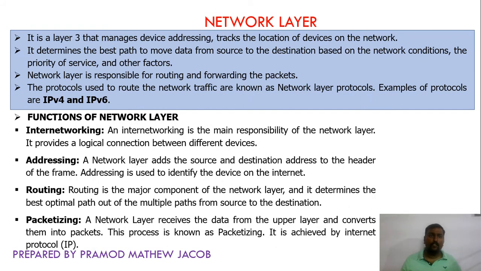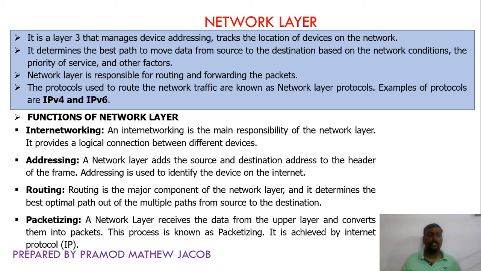Next is the network layer, which manages device addressing. That means it is used for identifying each device in the network and tracking the location of devices on the network. For that purpose, we use network layer protocols, that is IPv4 and IPv6, and it will also perform routing and forwarding of the packet from the source to the destination. Let's see the functions of the network layer in detail.